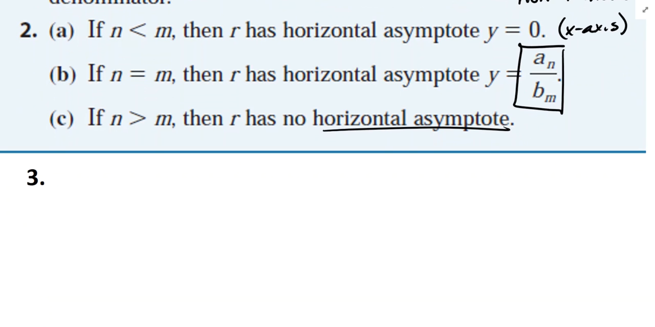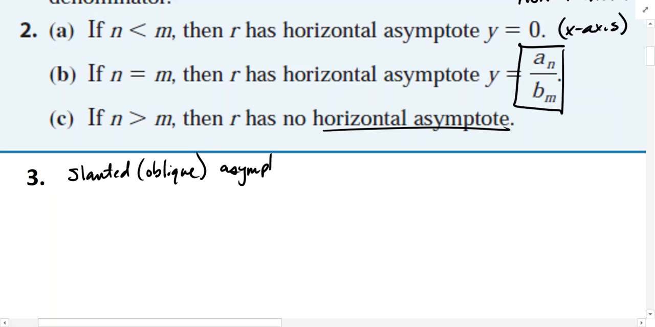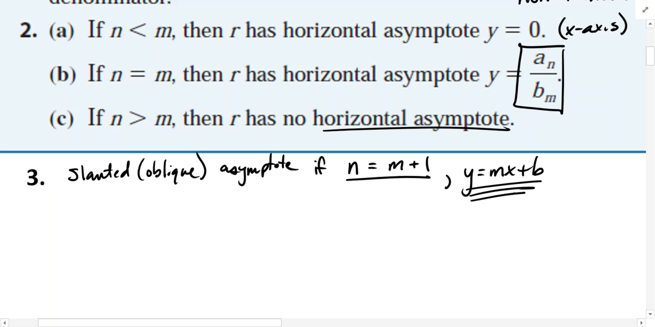Now, to these rules, I would like to add a third, and that says this, that there will be a slanted, or sometimes called an oblique, asymptote when the degree of the numerator is exactly 1 unit larger than the degree of the denominator. So if the degree of the numerator is equal to the degree of the denominator plus 1. And this asymptote will look like a linear function, y equals mx plus b. But in order to identify this, polynomial division is required.